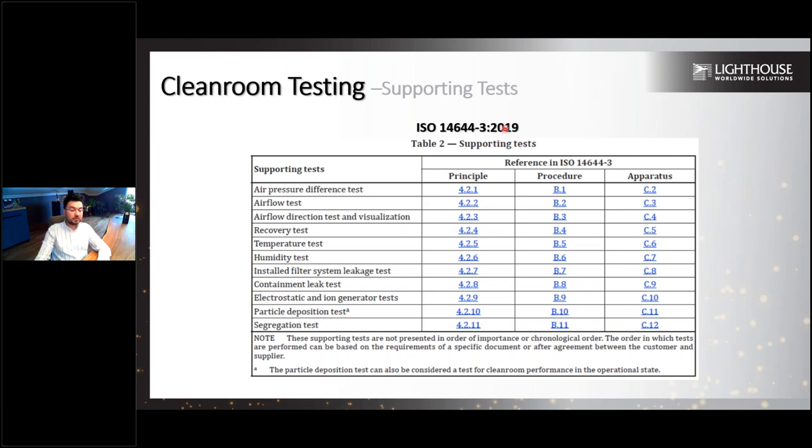You have to define which one is important for your facility, and you have to visit section 4 for principle, Annex B for procedure, and Annex C for the apparatus that you are able to use for these tests.